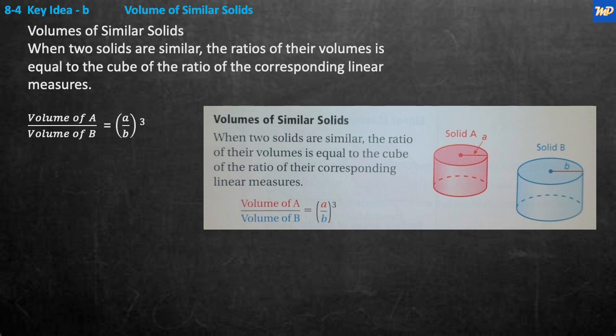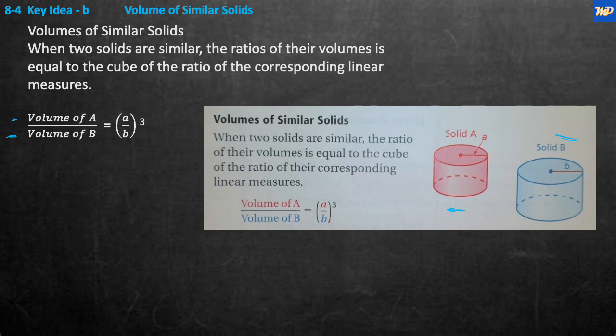Okay, key idea B here, volume of similar solids. When two solids are similar, the ratio of their volumes is equal to the cube of the ratio of the corresponding linear measures. As shown here in our equation, the volume of A, this pink solid right here, and the volume of B, our blue solid over here, is equal to A divided by B. A, in this case, is the radius A over the radius B. Could have been the height A over the height B.